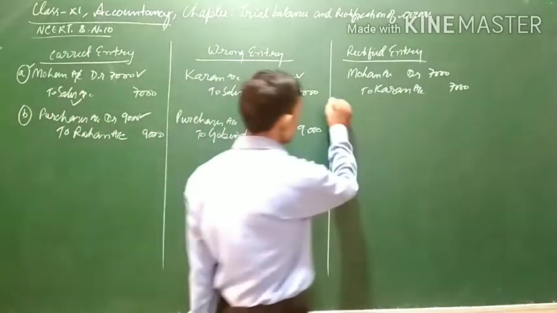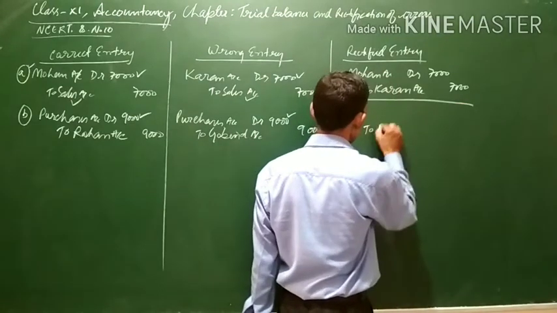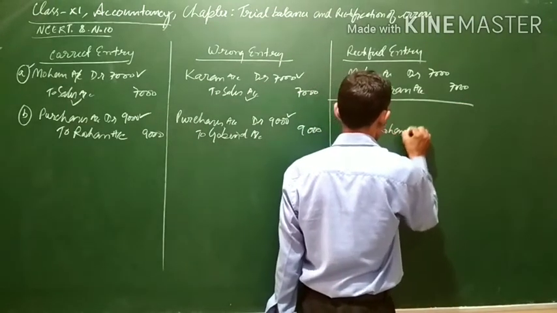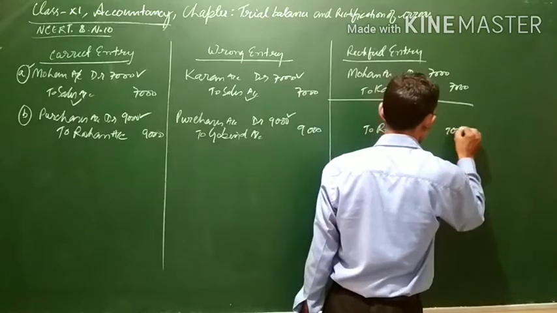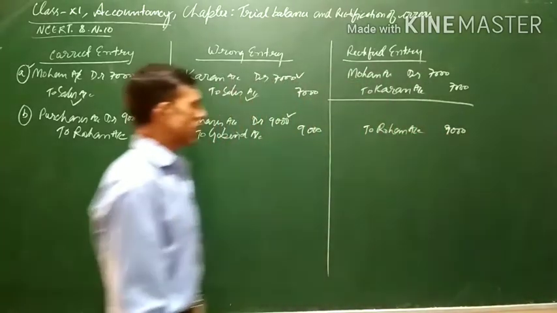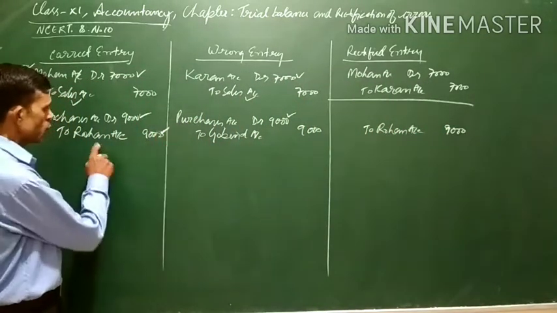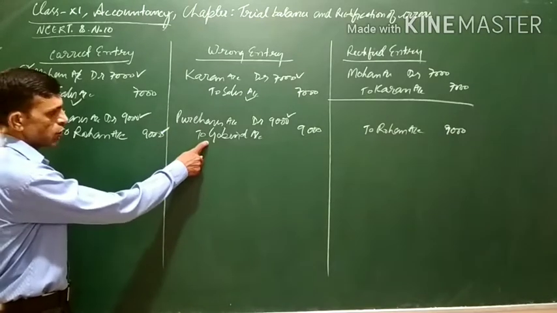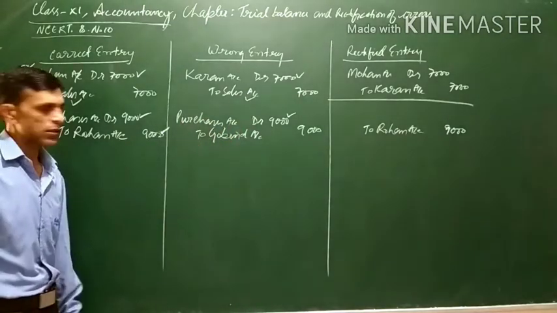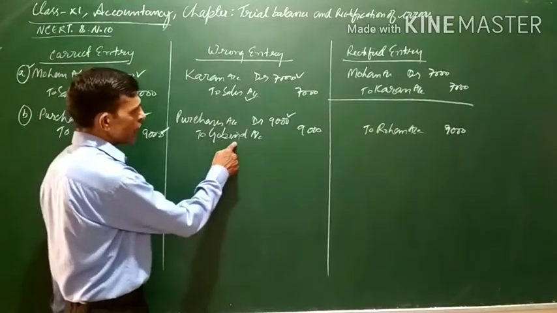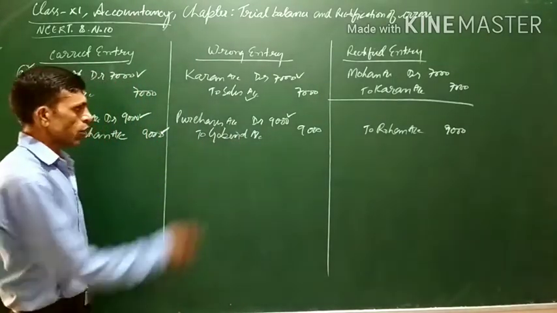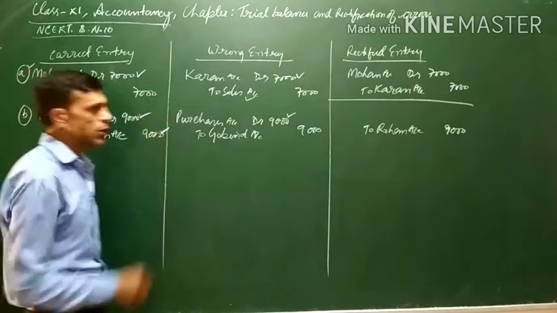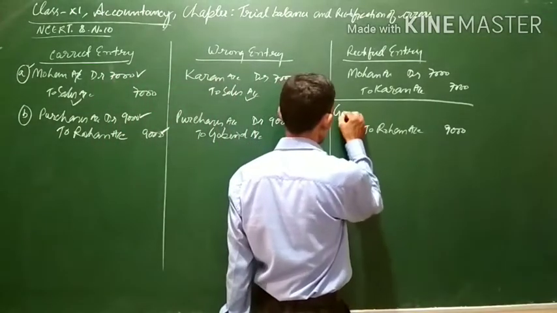Then what we have to do? We have to credit Rohan account. Rohan account will be credited. Since it has not been credited, that is why we credit it. Govind account has been wrongly credited. In order to cancel the credit, we have to debit Govind account. Entry will be Govind account debit.